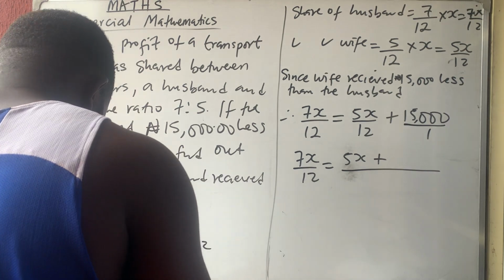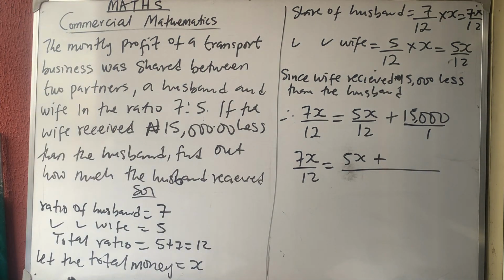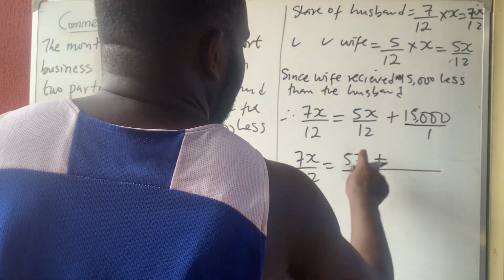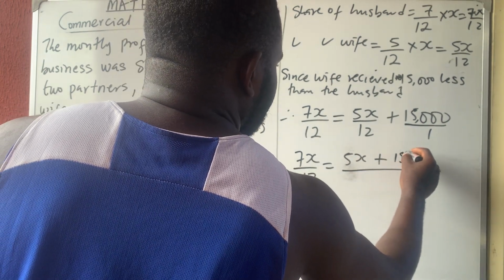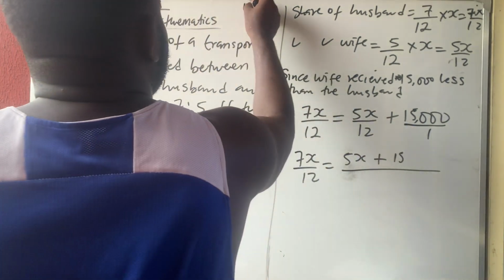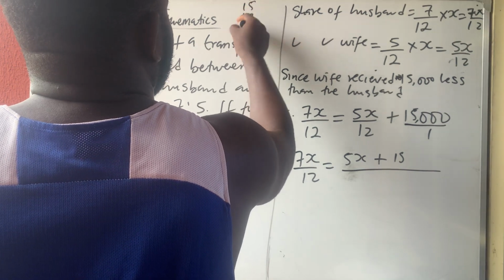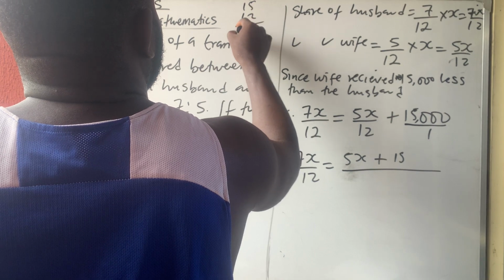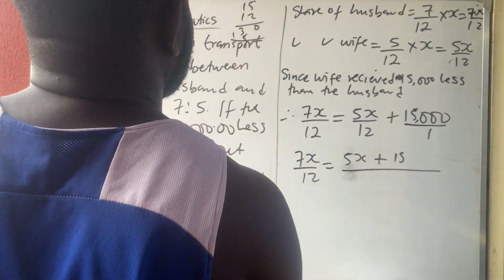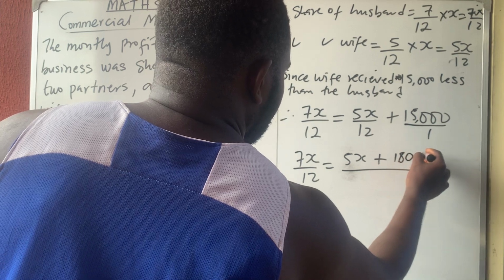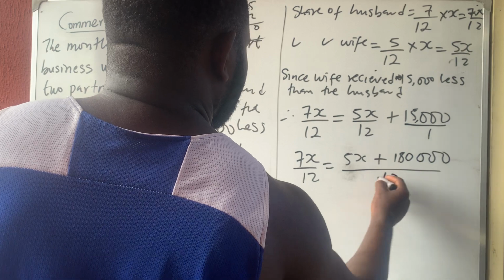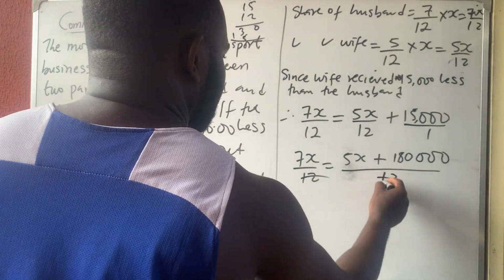So 15,000 times 12. Okay, so this is 15,000 times 12. That gives 180,000. So 180,000 all over 12. So this cancels this, the denominator can cancel out.